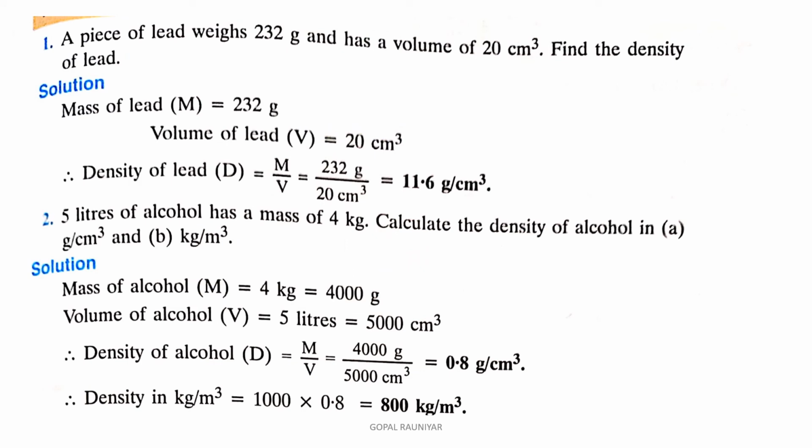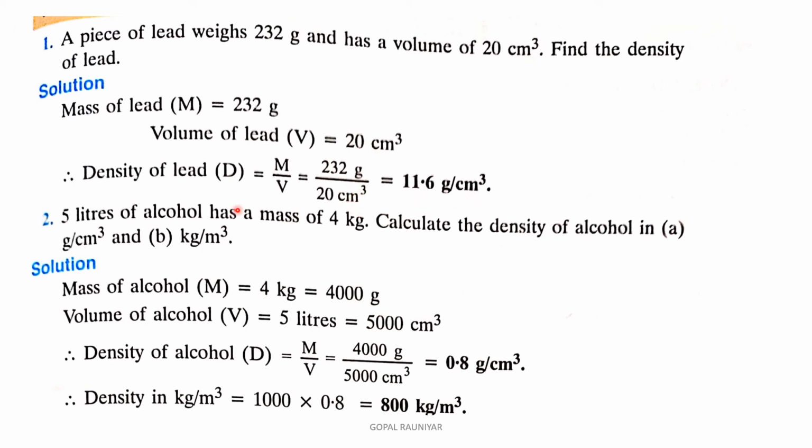Now let's solve some numericals based on density. The question is, a piece of lead weighs 232 gram and has a volume of 20 centimeter cube. You have to find the density of that lead. So here the mass of lead is given, 232 gram, and volume is given, 20 centimeter cube. Very easy, we know the formula of density, mass upon volume. Mass is 232, volume is 20, and after solving we will get 11.6 gram per centimeter cube.